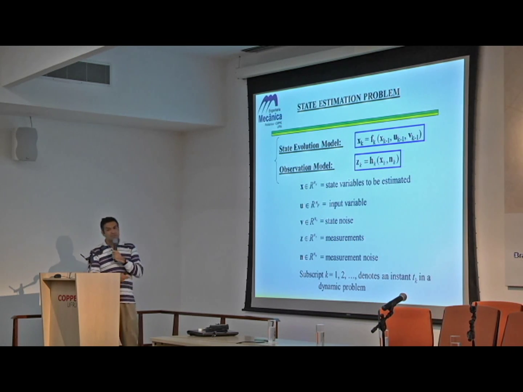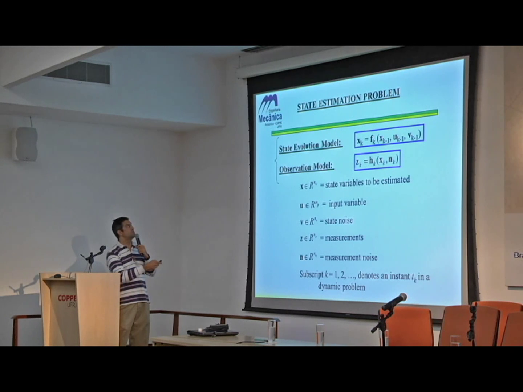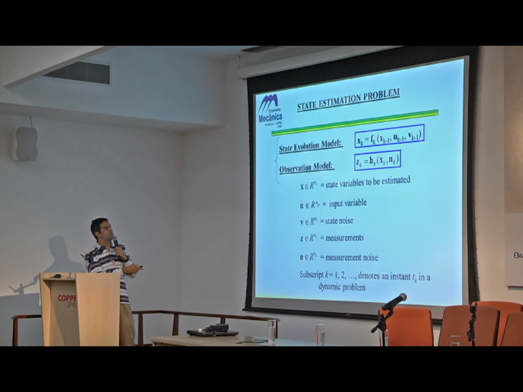Okay, so since this is intended to be done sequentially and hopefully one day online, we have to solve a state estimation problem. This state estimation problem involves two models. One is the state evolution model, which evolves the state variables x from time tk minus 1 to time tk. This can be a nonlinear function of these state variables and these input variables.